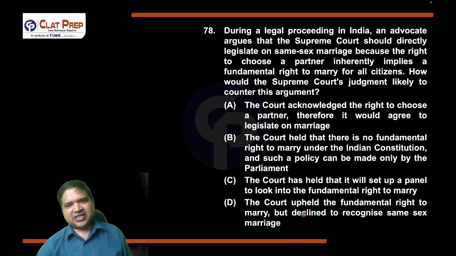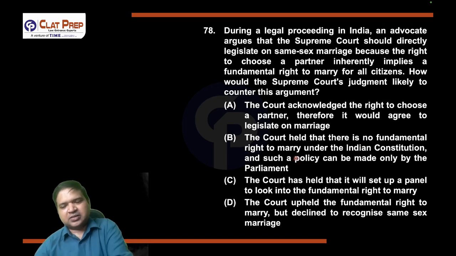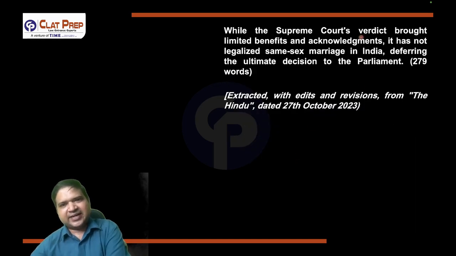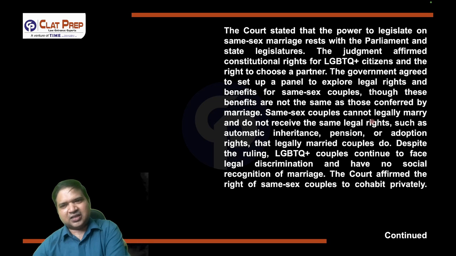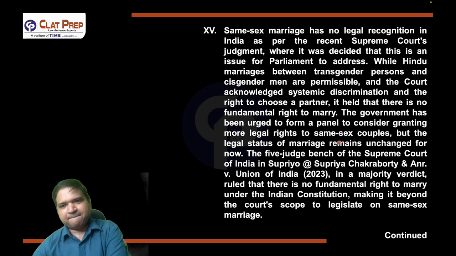So it is directly given in the passage several times that there is no fundamental right to marry. See in the passage, it says that the ultimate decision is with the Parliament, and same-sex couples cannot legally marry, and there is no fundamental right to marry. Let me see. Okay, so yeah, here there is no fundamental right to marry under the Indian Constitution, so it is beyond the court's scope to legislate on same-sex marriage.